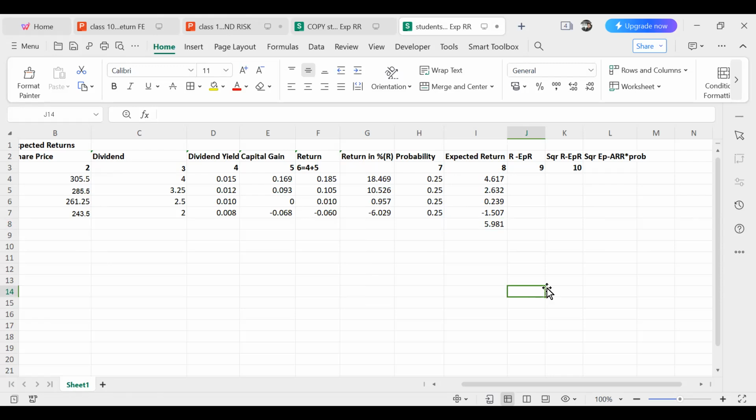Ma'am, for expected return, we have to multiply with the probability. Yes, 18.469, and then multiply it with 100, just to convert it into percentage. You can work with decimals also, but why should we? Otherwise everything will come into 0 point something. So you get this answer, which is your expected return.